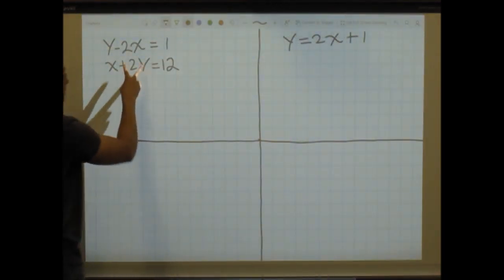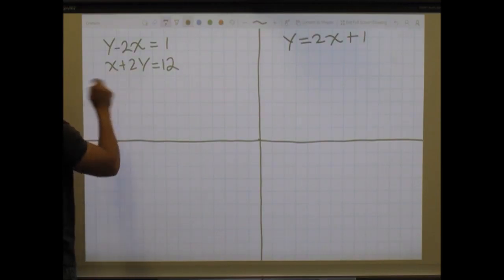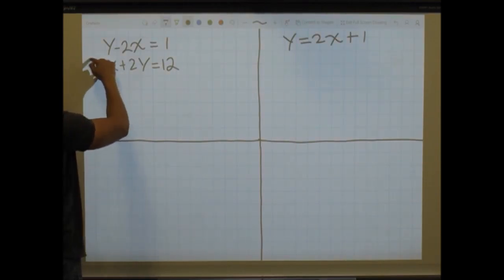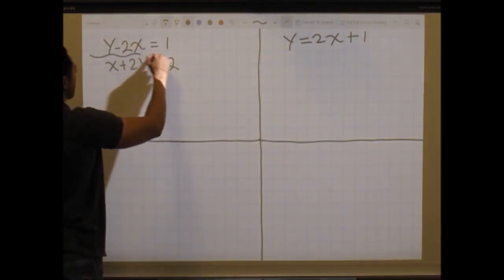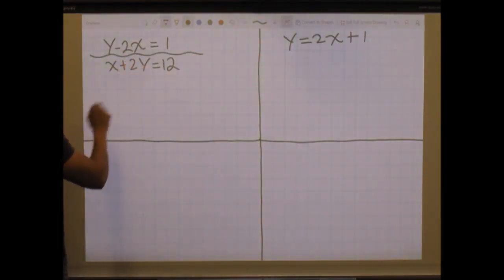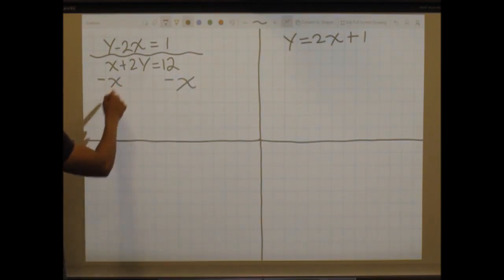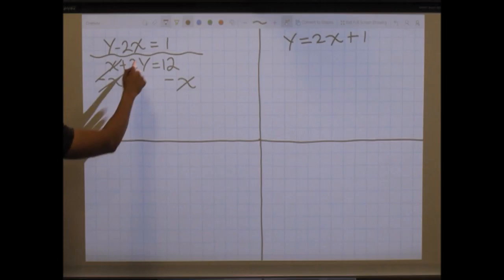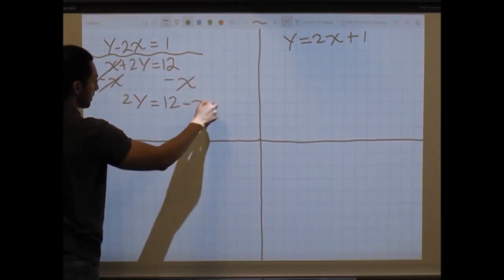Now if we want to get this second equation into slope-intercept form, we're going to first subtract this x over, right? So I'm focused on this equation now. We're going to subtract the x over because we're trying to get it into slope-intercept form. These x's cancel out here. So the 2y comes down. That's equal to 12 minus x.